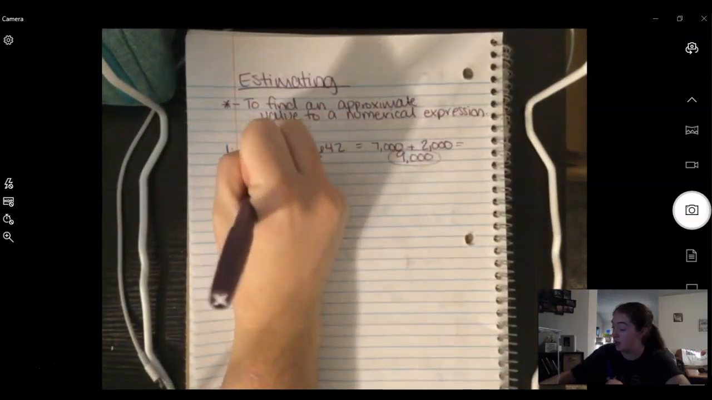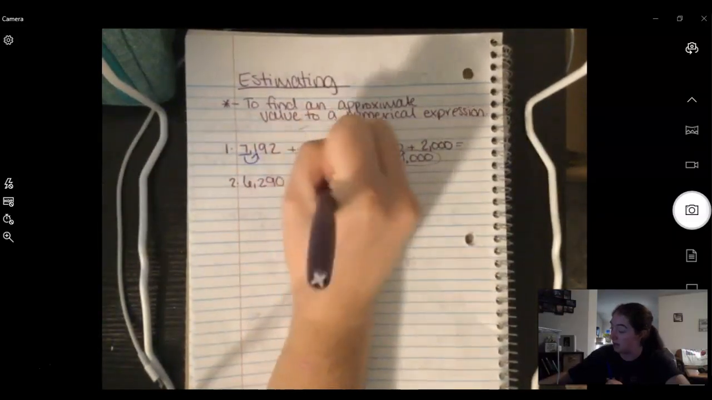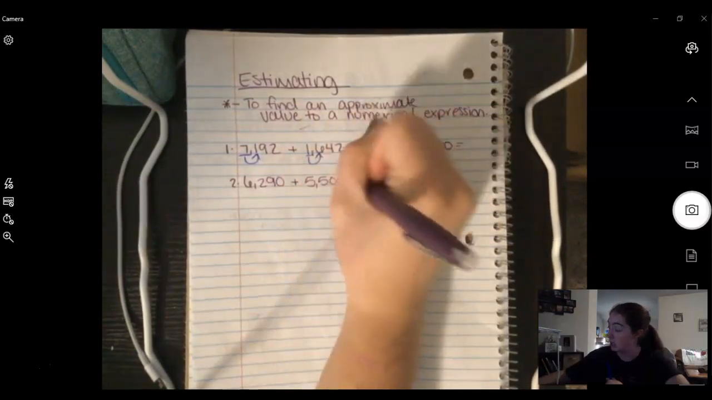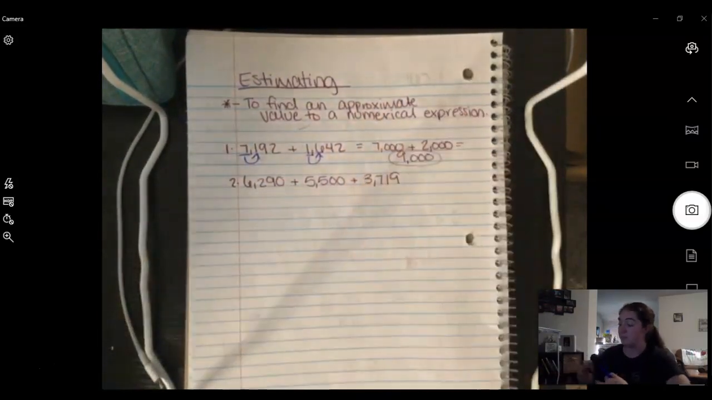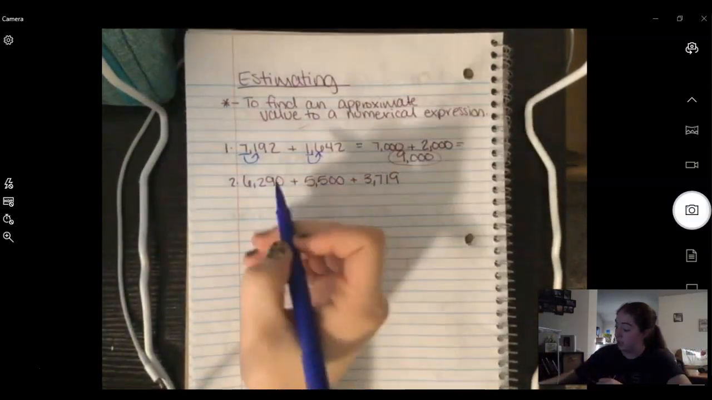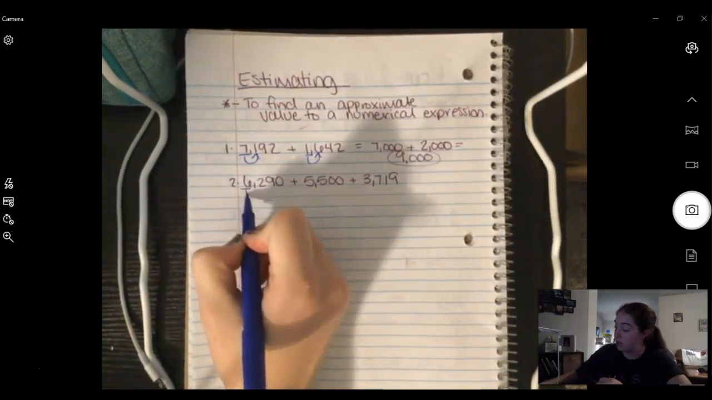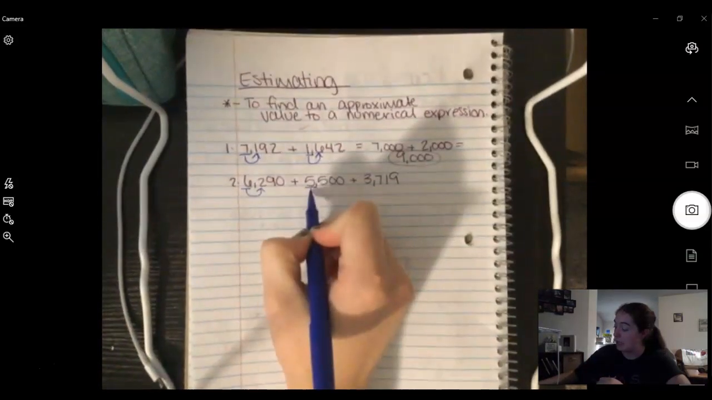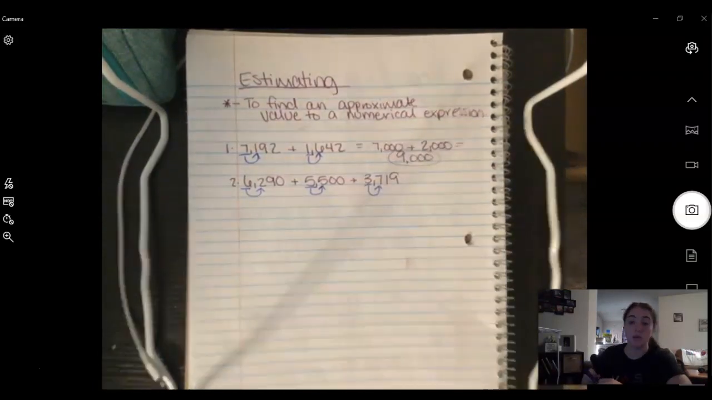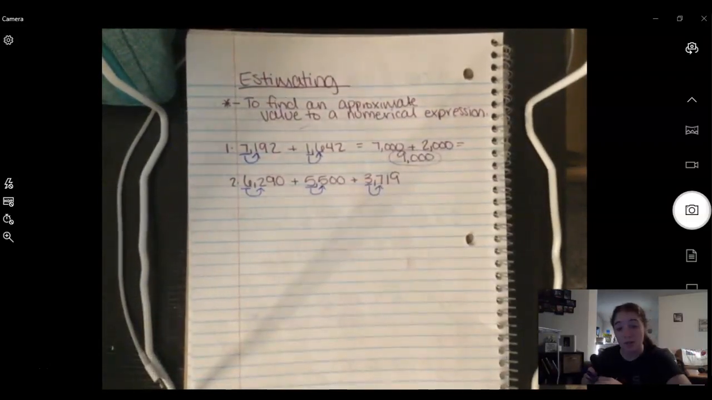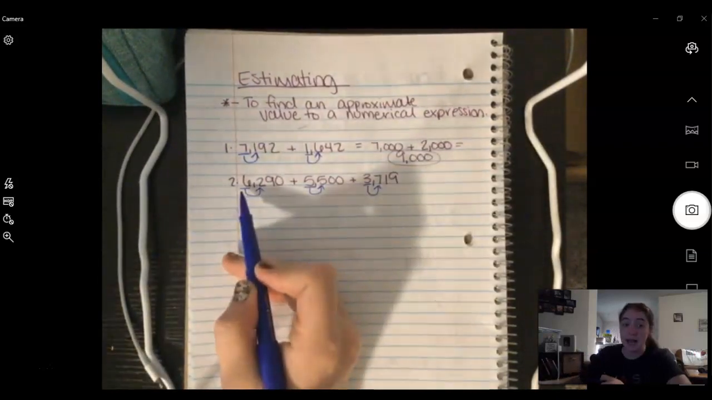So let's do this one. We have 6,290 plus 5,500 plus 3,719. Again, we're rounding to the nearest thousand. If you notice, I underline the place value that I'm rounding to. That way I never forget what I'm rounding to. So this one asked me to round to the nearest thousand. So I'm underlining the thousand.